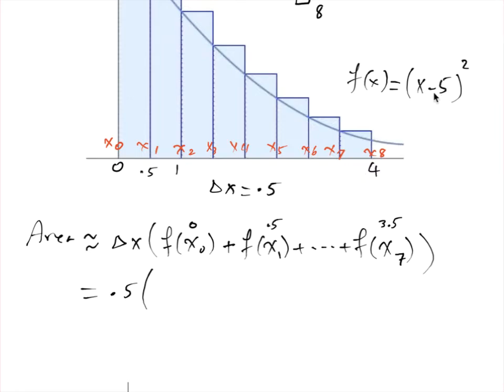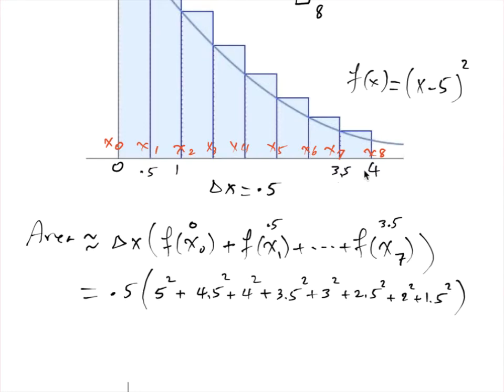So when you plug in 0, you get minus 5 squared, which is the same as positive 5 squared. And then you plug in half, that would be 4.5 squared, and then 4 squared, 3.5 squared, 3 squared, plus 2.5 squared, plus 2 squared, plus 1.5 squared, and you stop. You stop at plugging in 3.5, and then whatever that gives you is the left sum.